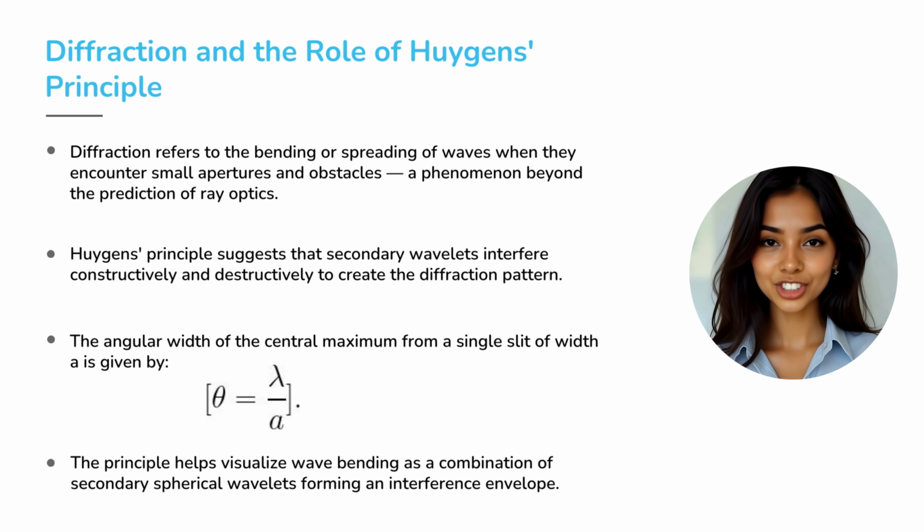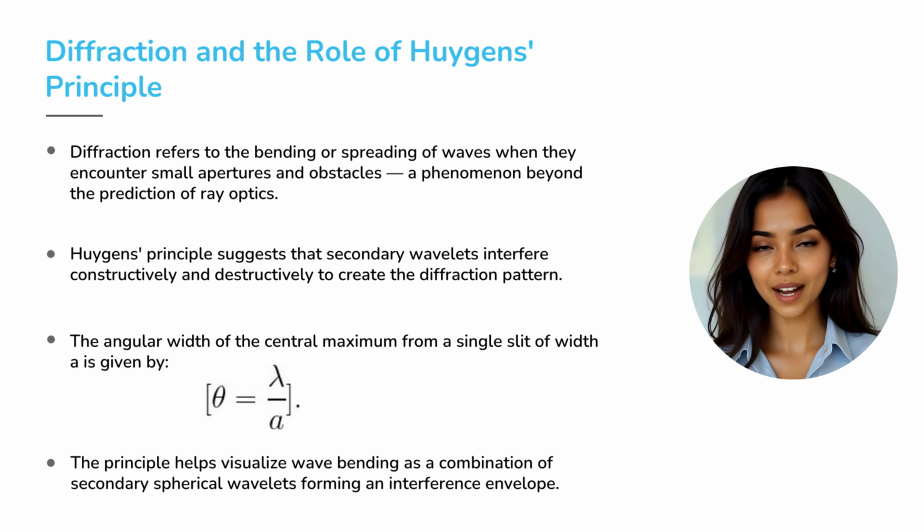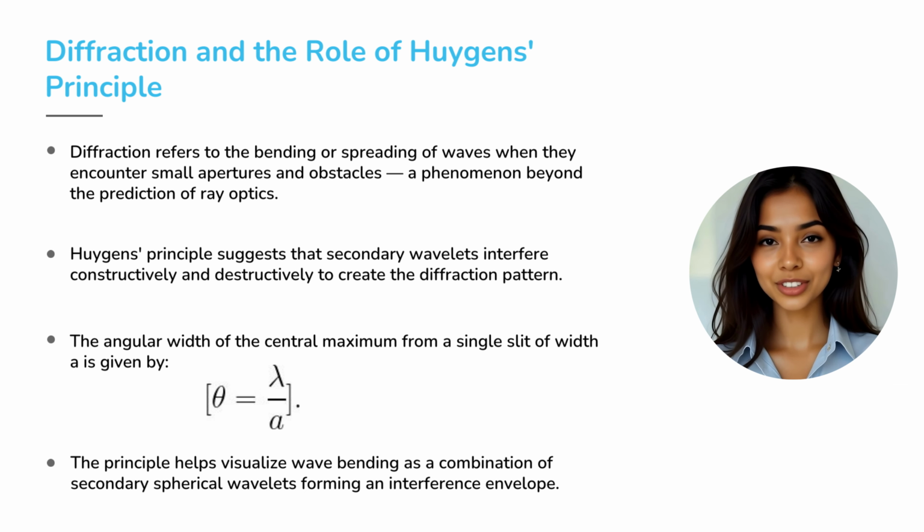Next up is diffraction, one of the coolest wave effects. Diffraction is when waves bend or spread out after passing through small openings or around obstacles, something ray optics can't explain. According to Huygens' principle, those secondary wavelets coming from every point on the wavefront interfere constructively and destructively, creating the characteristic diffraction patterns of bright and dark fringes.